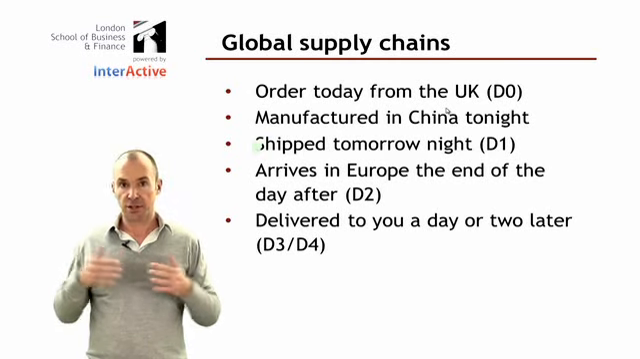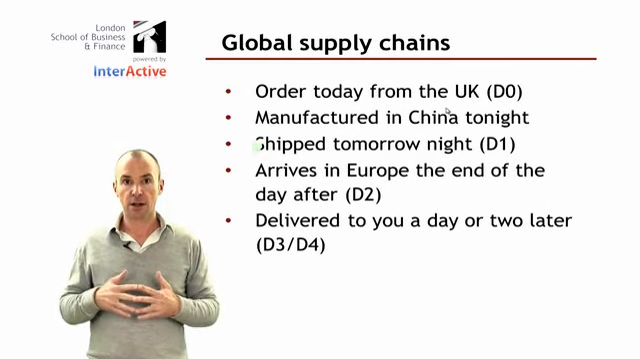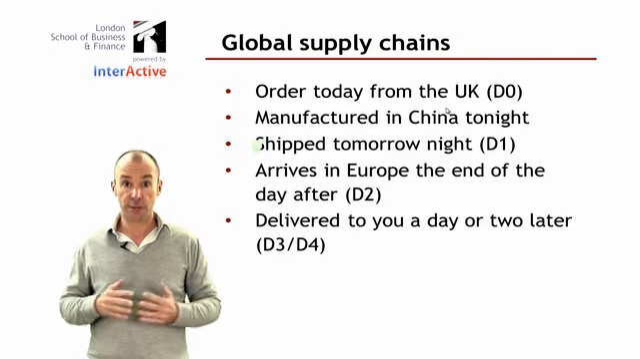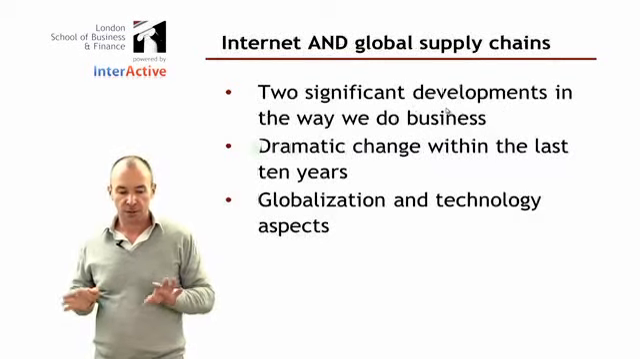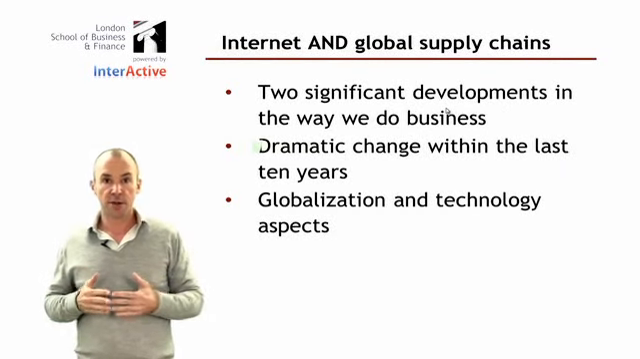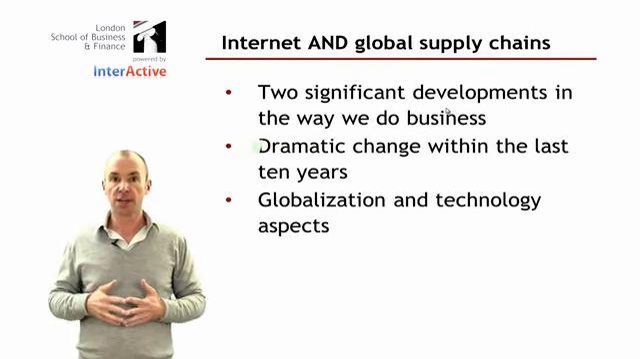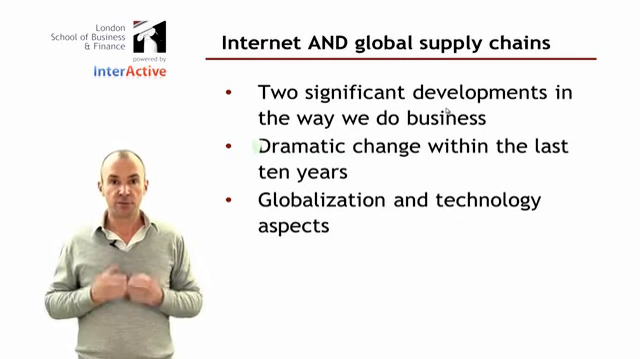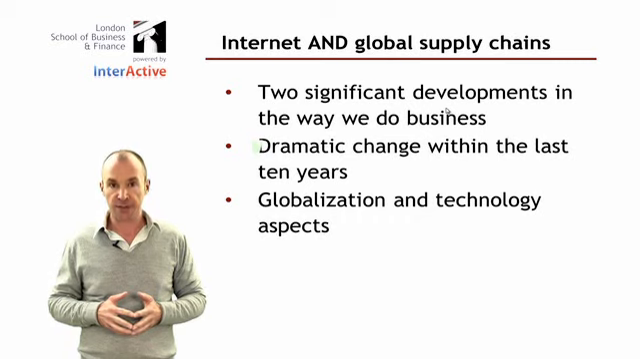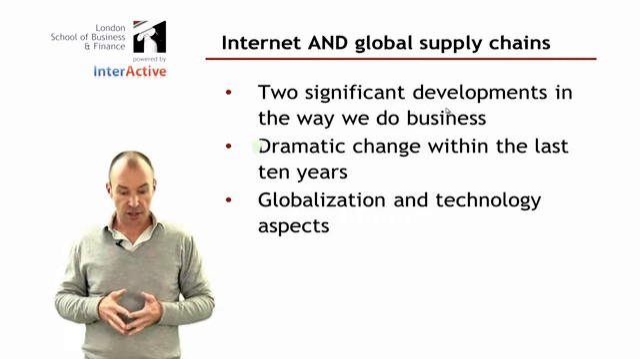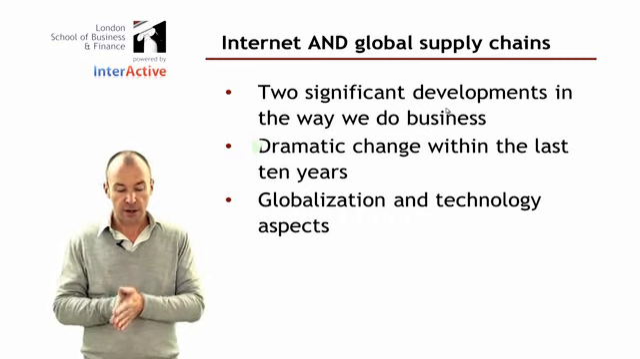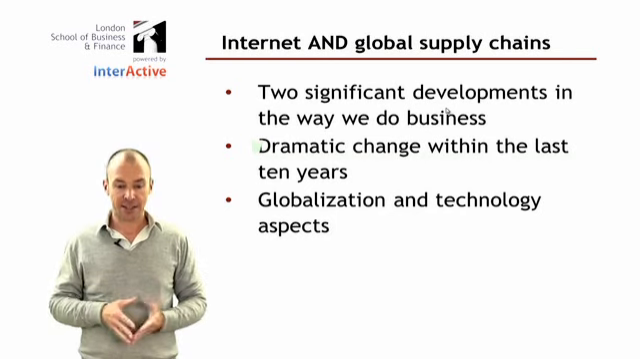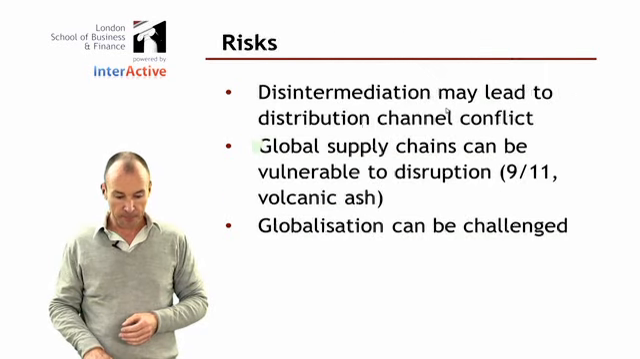The combination of the internet being available and global supply chains has made a dramatic difference to business, dramatic difference to marketing. So the internet and global supply chains coming together, they're two significant developments in the way that we do business today. There's been dramatic change within the last few years. That change is going to continue. There are aspects of globalization and technology to this.